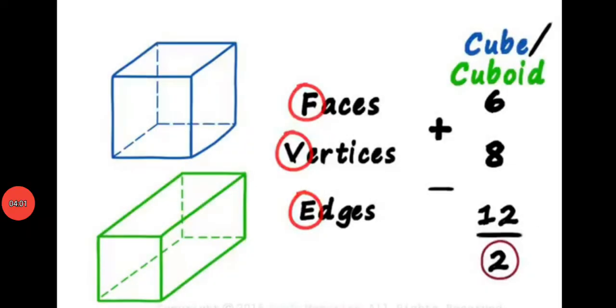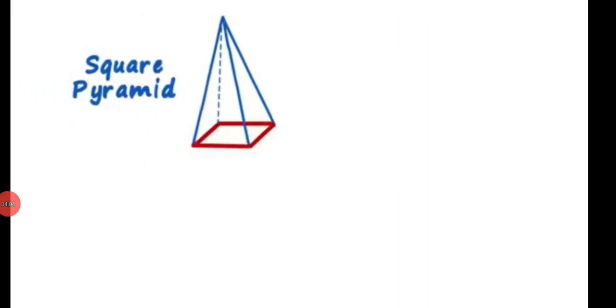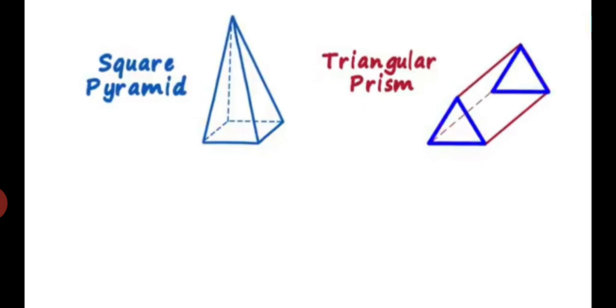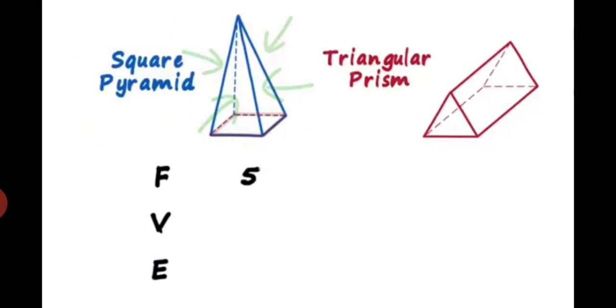Let's take other three-dimensional shapes. A square pyramid. You can see the picture. This is a picture of a square pyramid where the base is a square and the 4 sides are triangles. Let's take another shape, a triangular prism. Here you can see at both ends there are 2 triangles and on the other sides there are 3 rectangles. Now let's examine the formula.